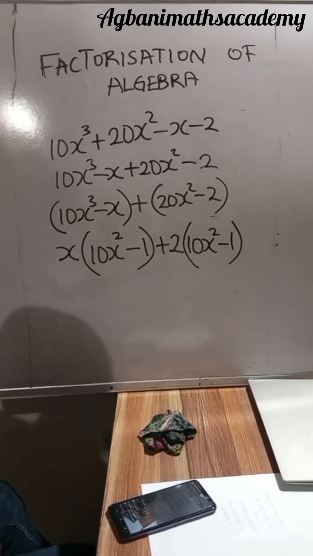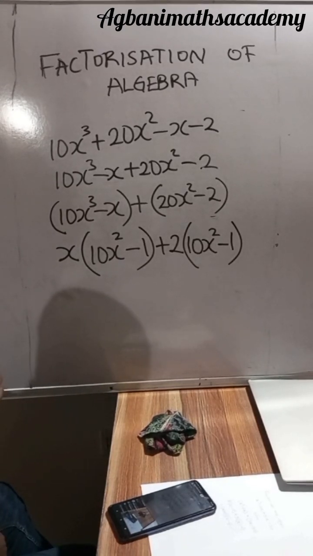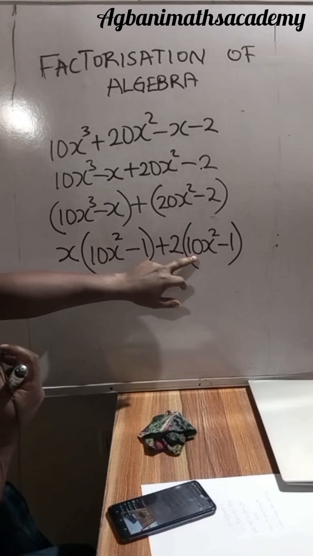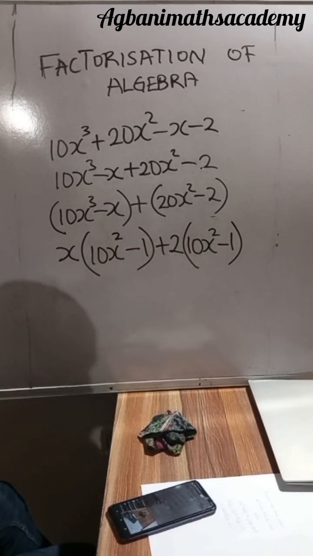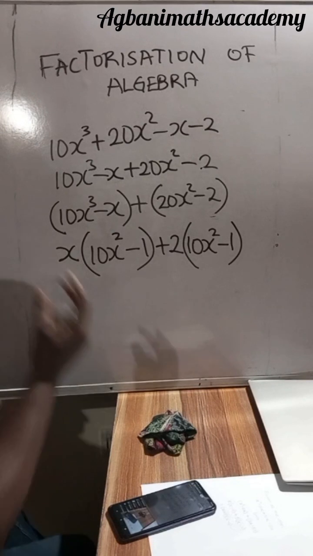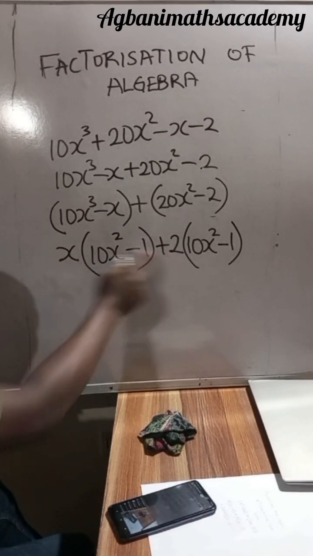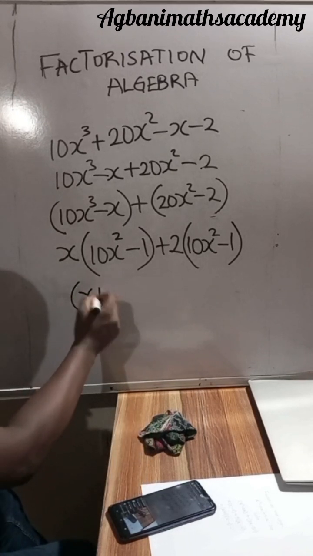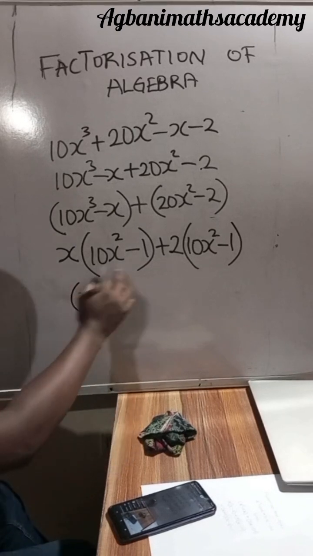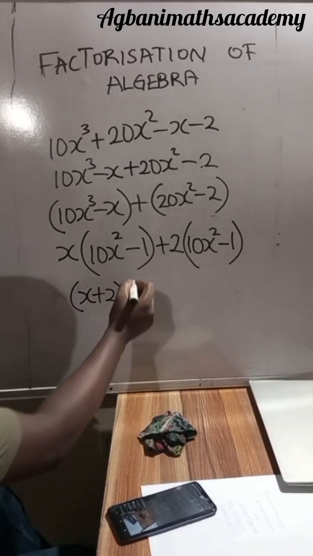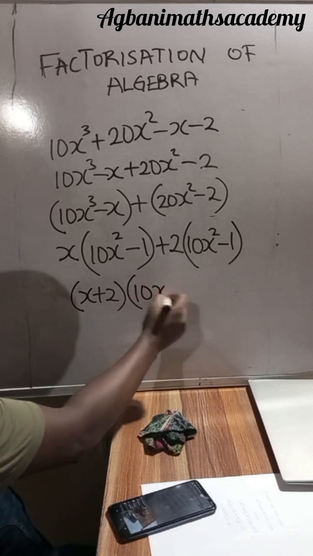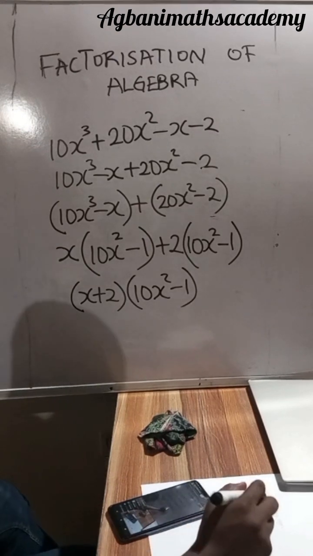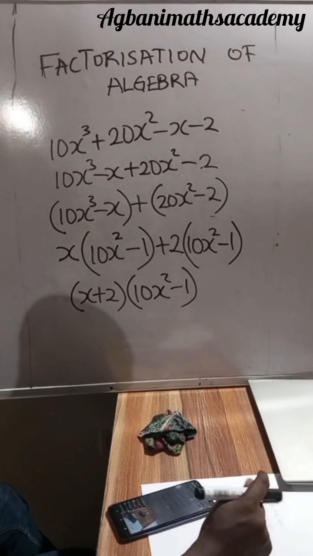So now let's look at what we have in the bracket, if it is the same. Here we have 10x squared minus 1. Here we have 10x squared minus 1. So what we have in the bracket are the same. The next thing we're going to do is put the values outside the bracket into one new bracket. So this will be x plus 2. And since we have the same values in both brackets, we pick one of them and put it in one bracket. So that becomes the answer to the question.